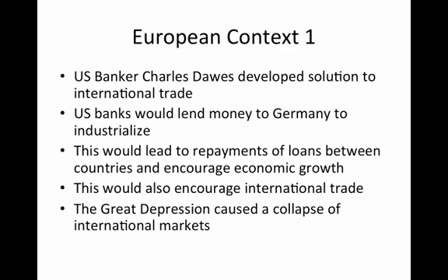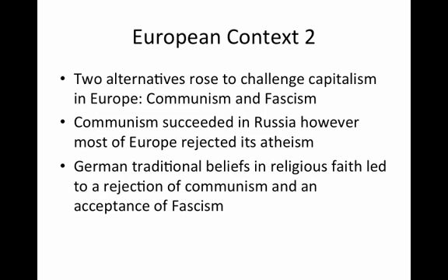When the Great Depression occurred, these banks could no longer do this due to the vulnerabilities of the banking system, causing a collapse of the international markets. Two alternatives arose at this time to challenge capitalism as the Great Depression was taking place: communism and fascism.